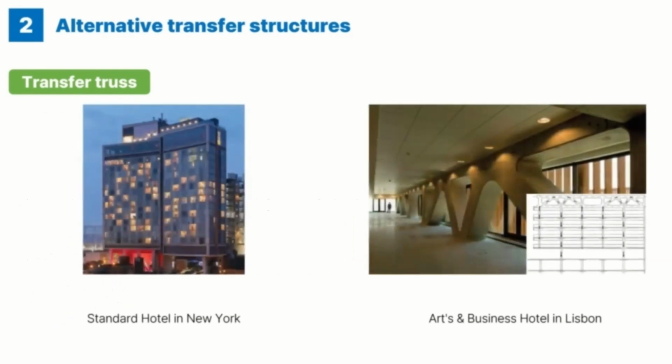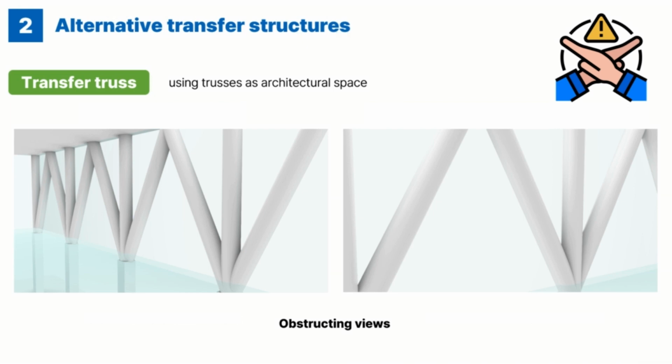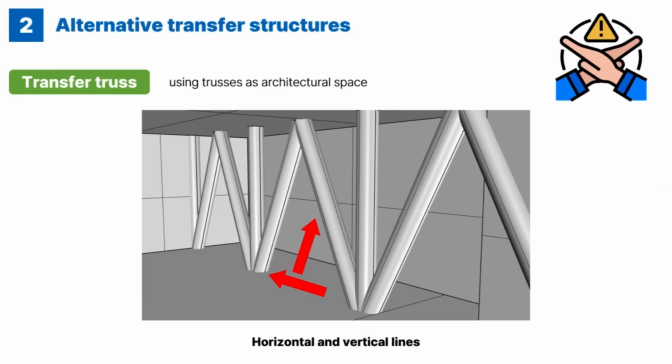Examples of buildings that have utilized transfer truss include the Standard Hotel in New York and the Arts Business Hotel in Lisbon. However, when using trusses as architectural space, there are limitations in terms of obstructing views and constraints on horizontal and vertical lines, making it difficult to utilize them for residential purposes.